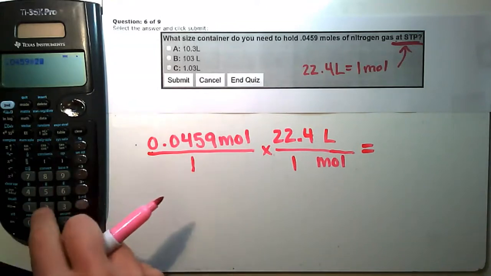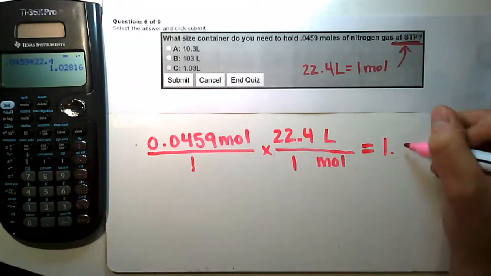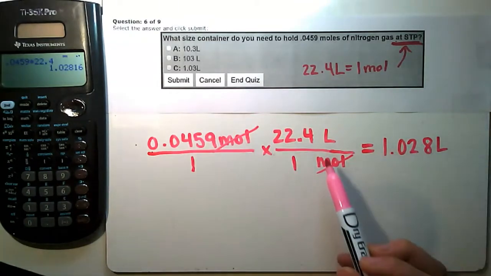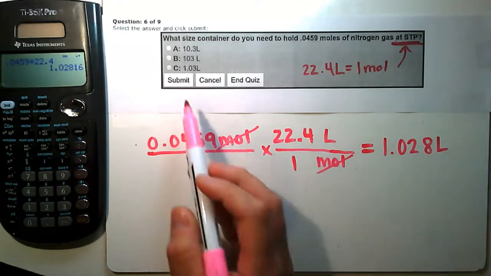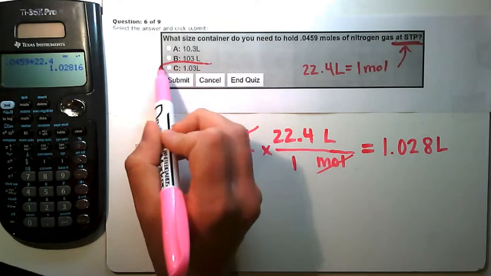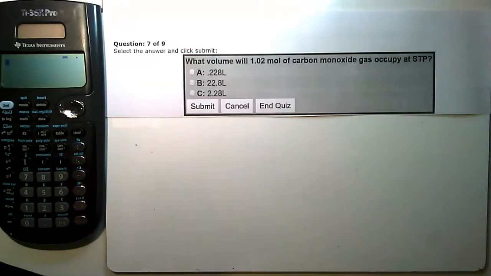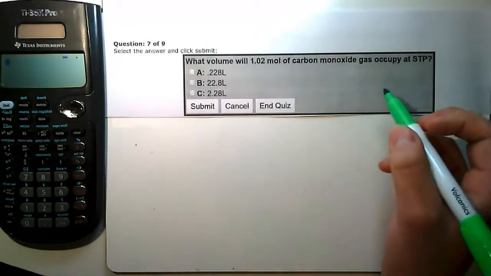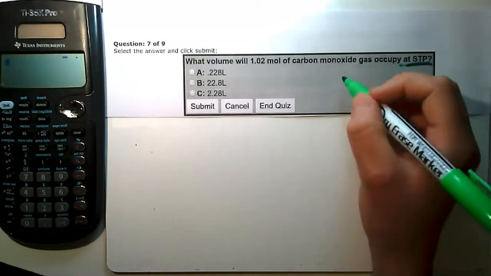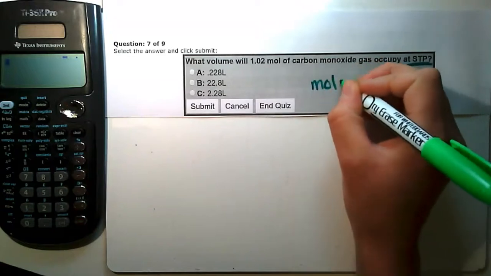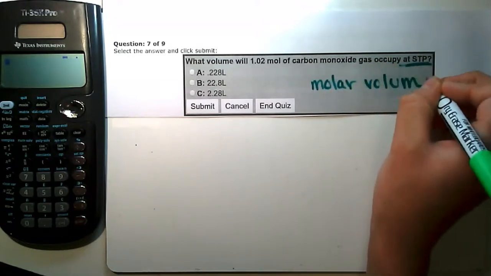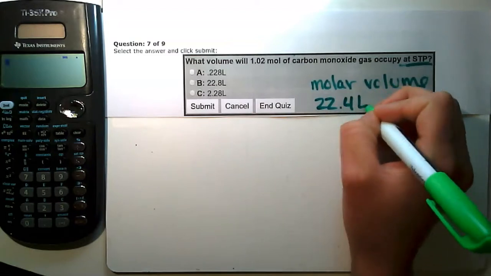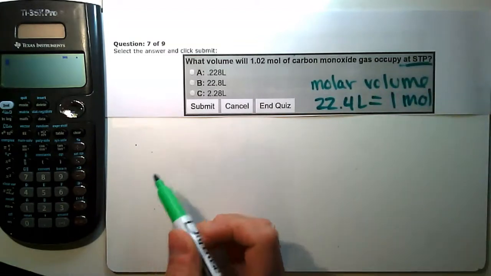0.0459 times 22.4 gives us 1.028 liters. Moles cancels out. So looking for an answer that's close to 1.028. 1.03 is very close, so the answer is letter C. This next problem, what volume will 1.02 moles of carbon monoxide gas occupy at STP? So once again, we're at STP, meaning we can use molar volume. Even though it's a different gas than the last problem, we can still use 22.4 liters equals 1 mole. So all we need to do is dimensional analysis.